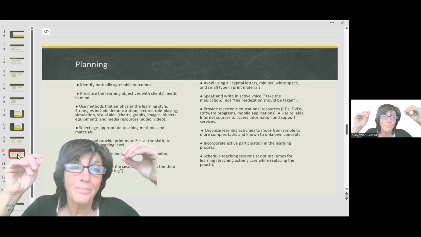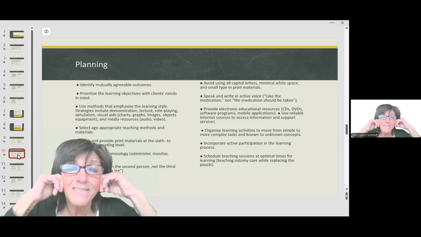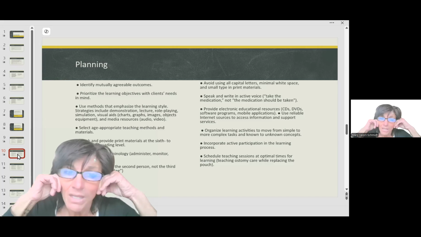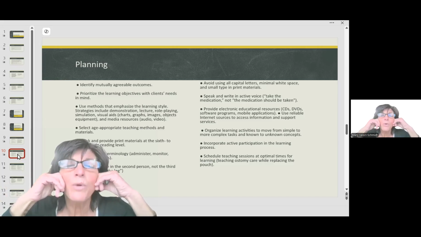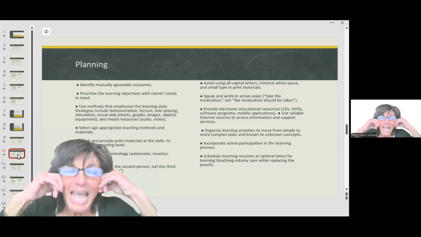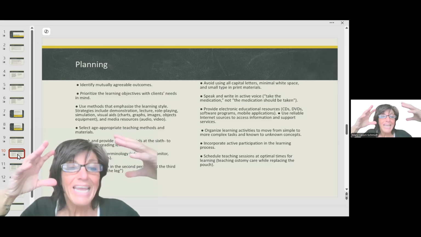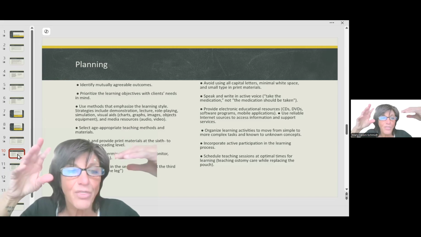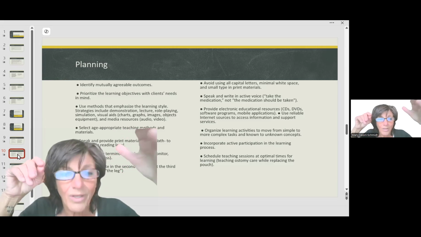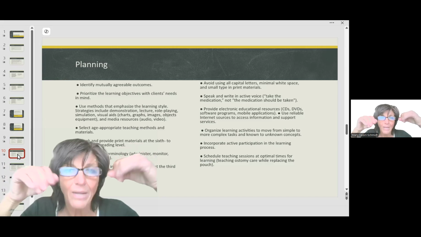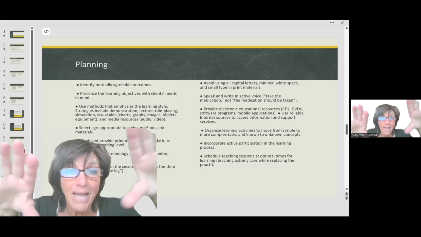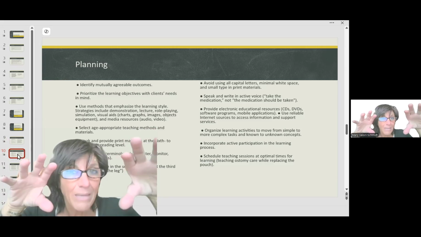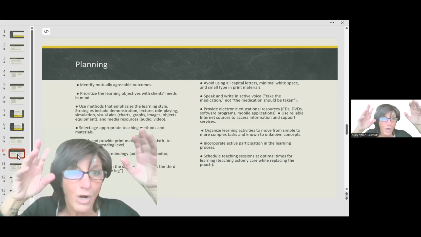And believe it or not, most people in this country speak and read at a 6th to 8th grade level. So make sure you're keeping it at that level, okay? Try to avoid medical terminology. And when you talk and write, do it in the second person, not the third person. So, in other words, your leg, not the leg, okay? Don't use all caps because that means you're yelling. Minimize white space and small type in print materials because it's going to be hard for them to see.